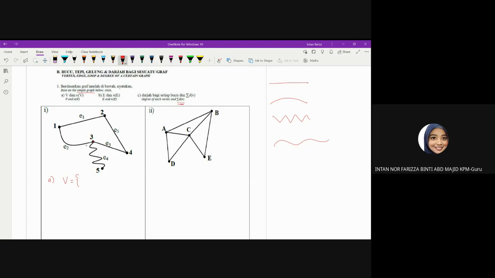So how many vertices do we have? How many dots are there? We have 5, right? So 1, 2, 3, 4, 5. This is in set notation. How many elements are in V? In total, we have 5 vertices.